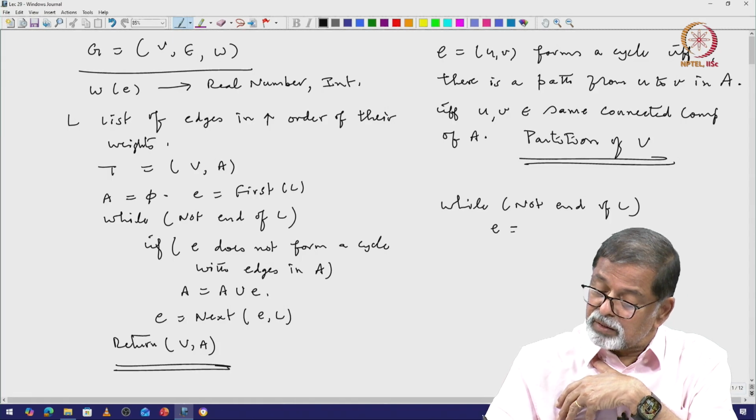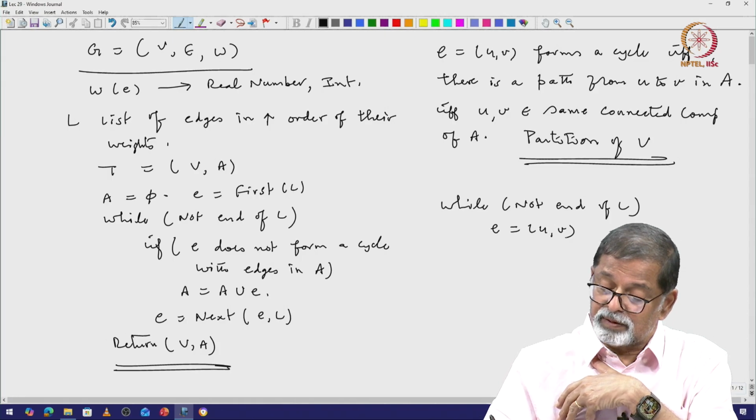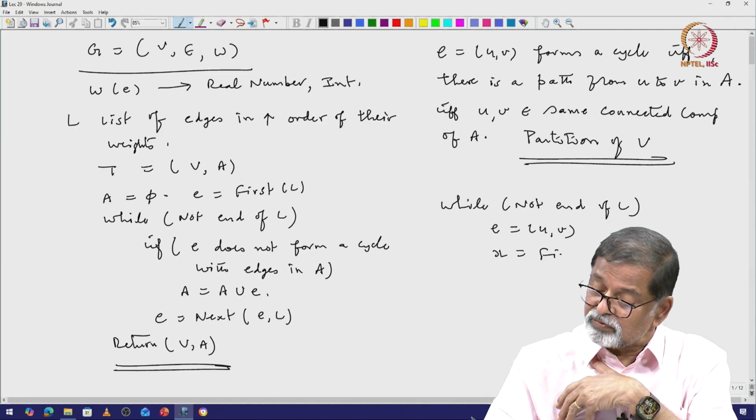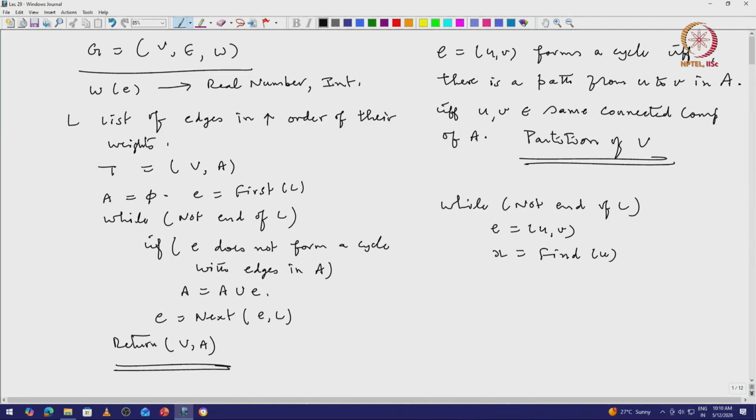So, let E equal UV, X equal find U. This returns the name of the partition, X is the name of the partition containing U, Y is find V, the name of the set containing V. If they are the same, then this edge is to be ignored. If they are not the same, then they do not form a cycle. If they are the same, they form a cycle because they are connected.